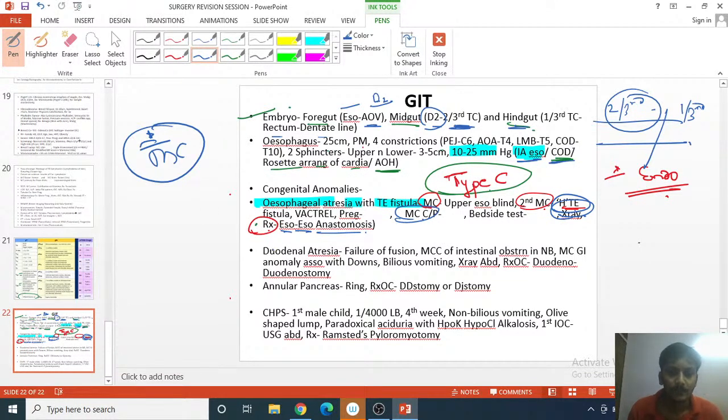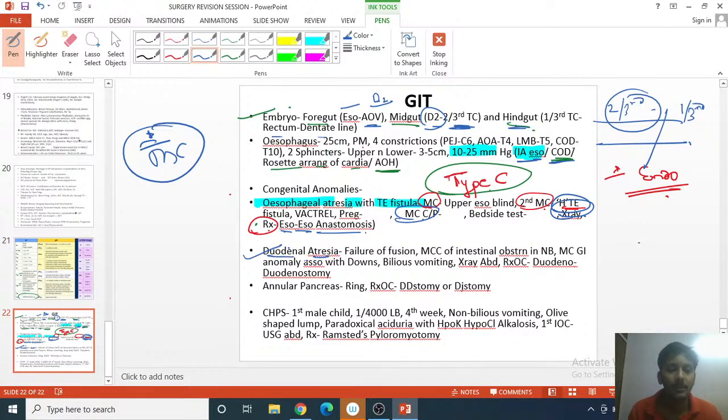Okay, then moving further with your next type of atresia, which is your duodenal atresia. Yes, esophageal anastomosis. Okay, joining both the ends of the esophagus together. Now moving further, that is duodenal atresia.